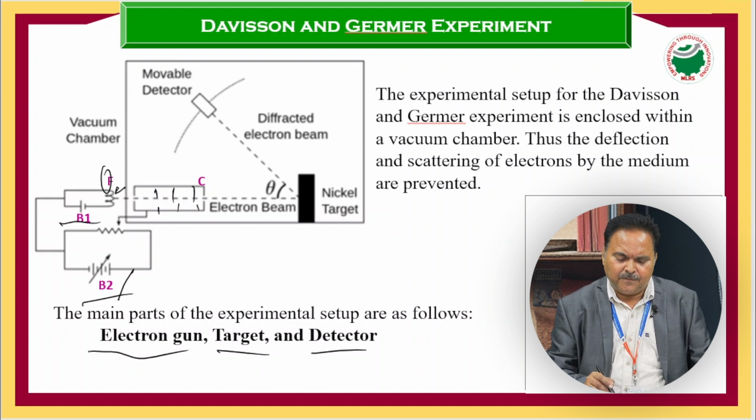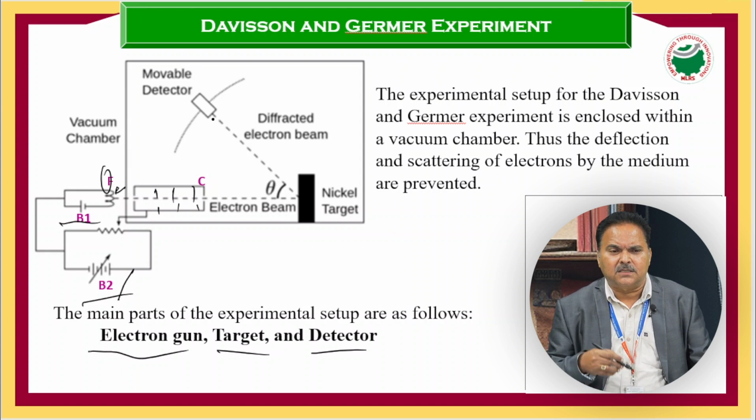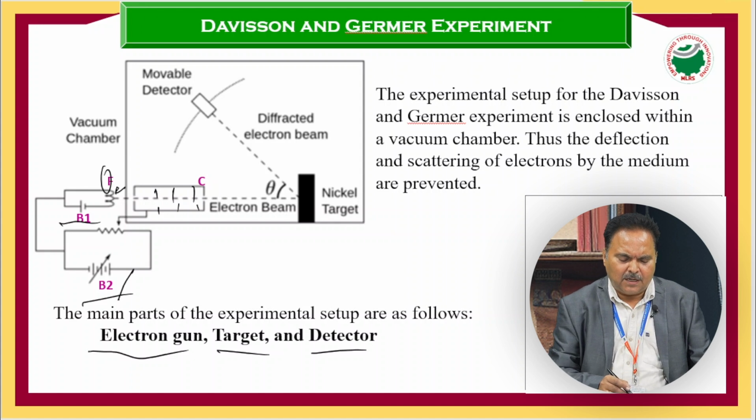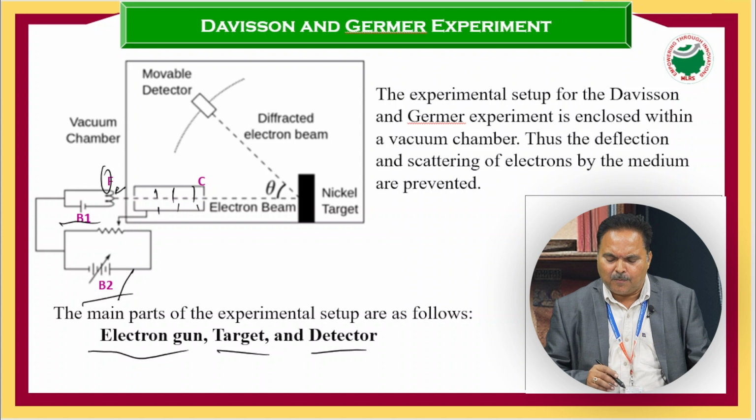The reflected electrons are collected through a movable detector. This movable detector contains a sophisticated galvanometer, which collects these electrons and finally gives the intensity. So the experiment looks like this: a nickel target, a movable detector, and an electron gun. These are the three important parts of this experiment.